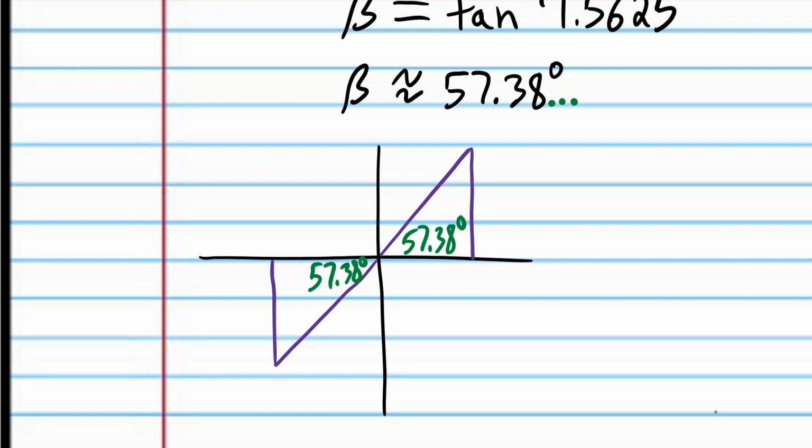You don't have to draw all of this, all these reference angles and things. We're just doing it so you can see what's happening. So if you want the red angle, we have to add 57.38 to 180. And I'm keeping that number in my calculator to avoid any round off error. So we have 237.38 degrees.